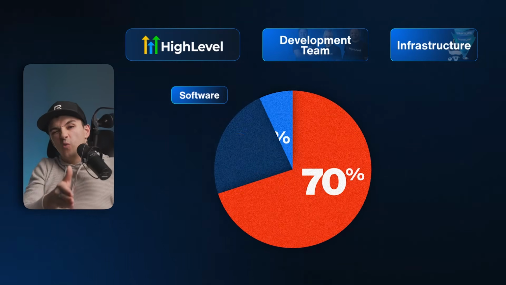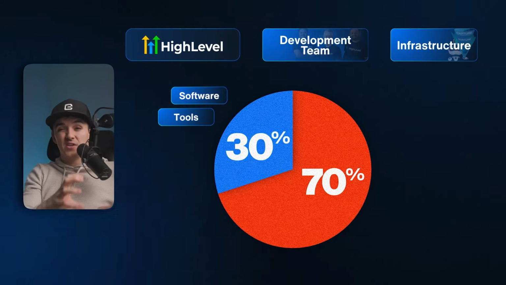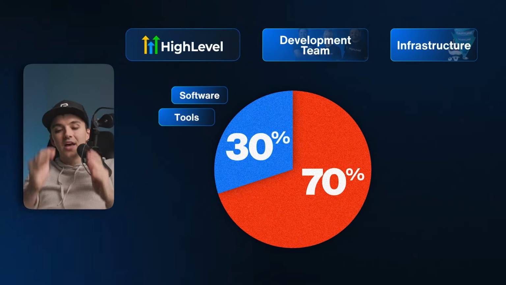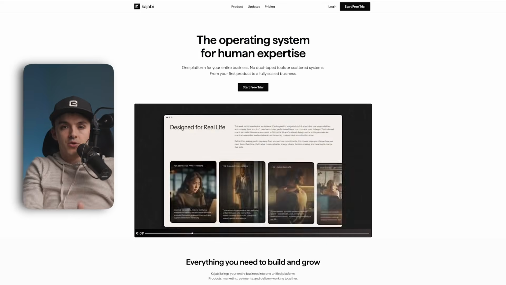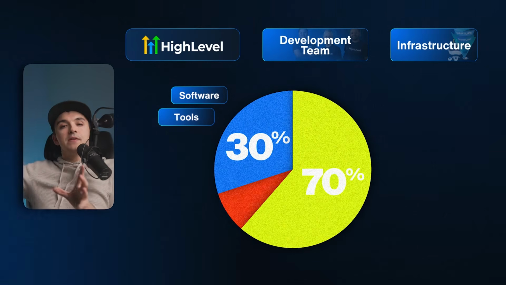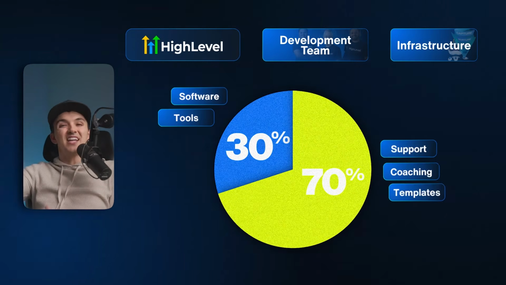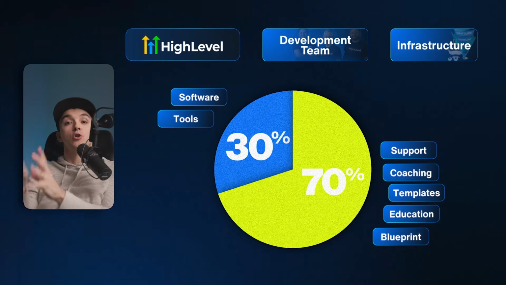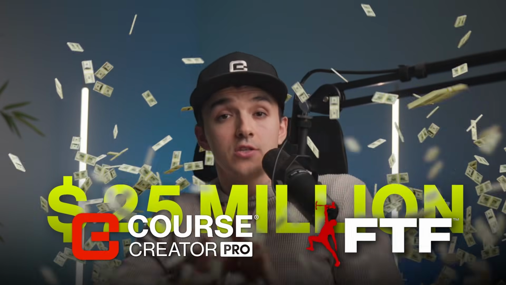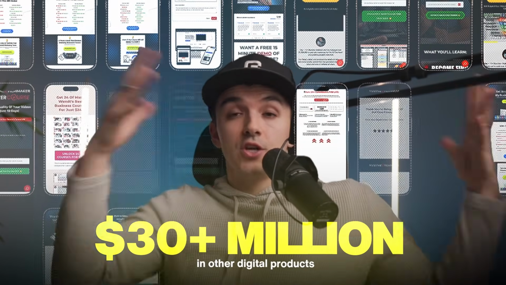I would say the software, the tools, are about 30% of the equation. People think if they get a software, all of a sudden their wildest dreams are going to come true. There's nothing about just having a Kajabi subscription or having a GHL subscription that just magically poops out money. The remaining 70% is the support, it's the coaching, it's the templates, it's the education, the blueprint. How do I do this well? That is where I would say we have the biggest leg of credibility, having sold over $25 million in just courses, $30 million plus in other digital products and software.